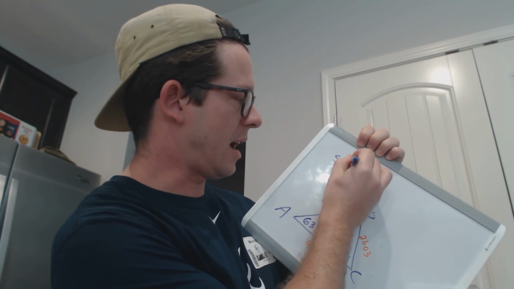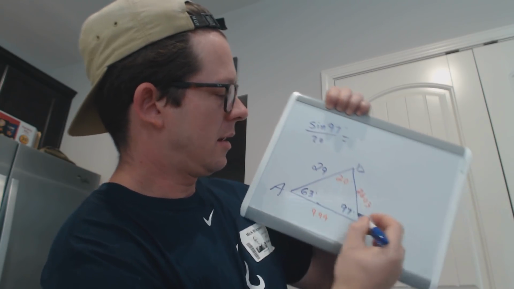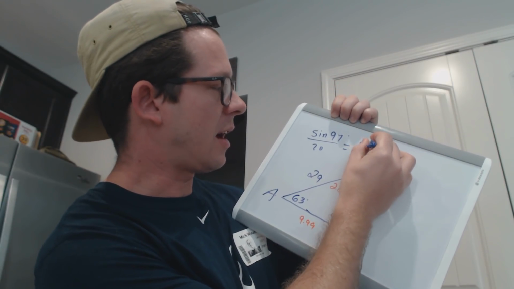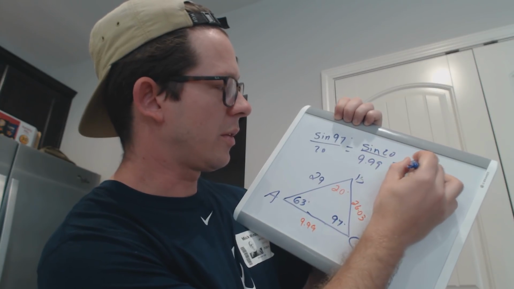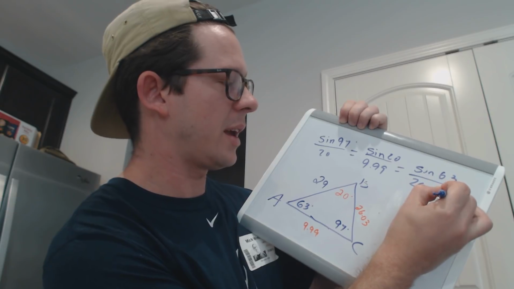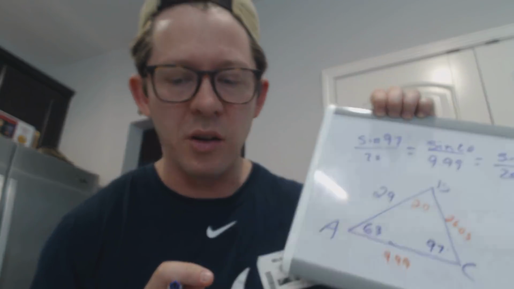Here's what you're going to do, okay? I'm going to write 3 proportions. Watch this. I'm going to write sine of 97 over 20, equals sine of 20 over 9.99, equals sine of 63 over 26.03. And if you look at that, I bet you anything, all 3 of those ratios are about the same, okay?